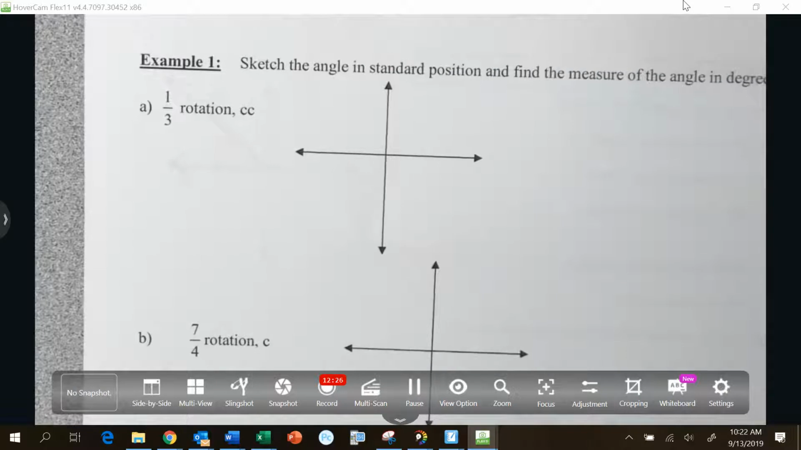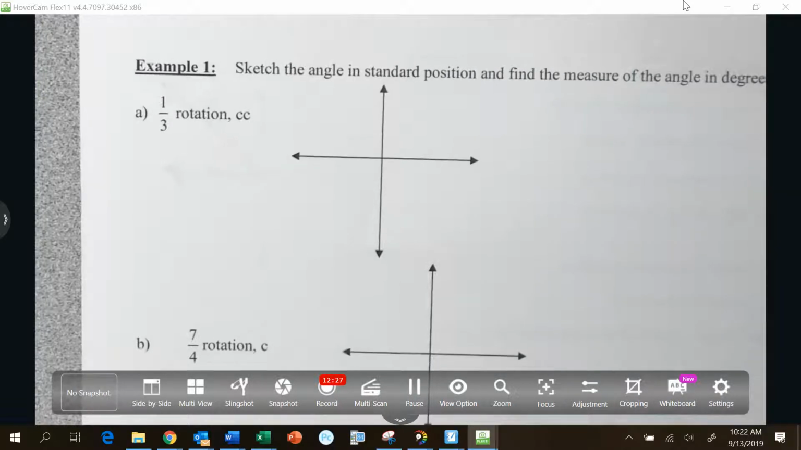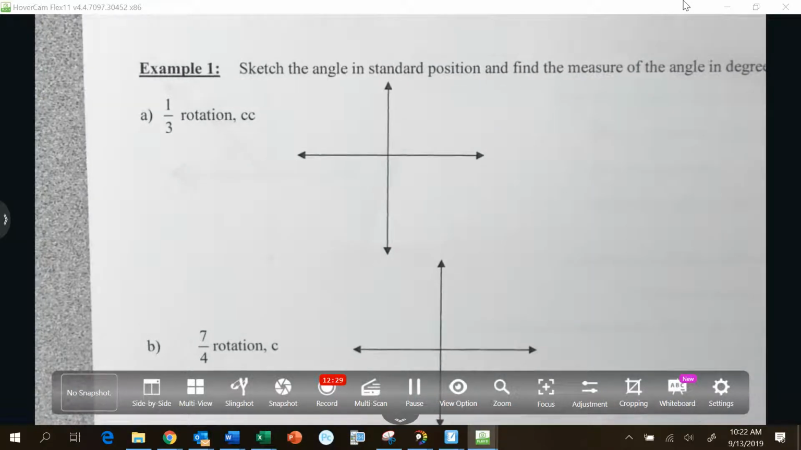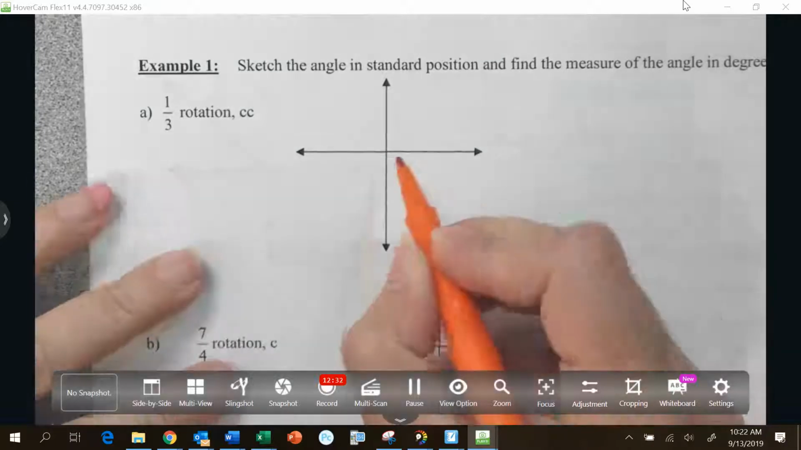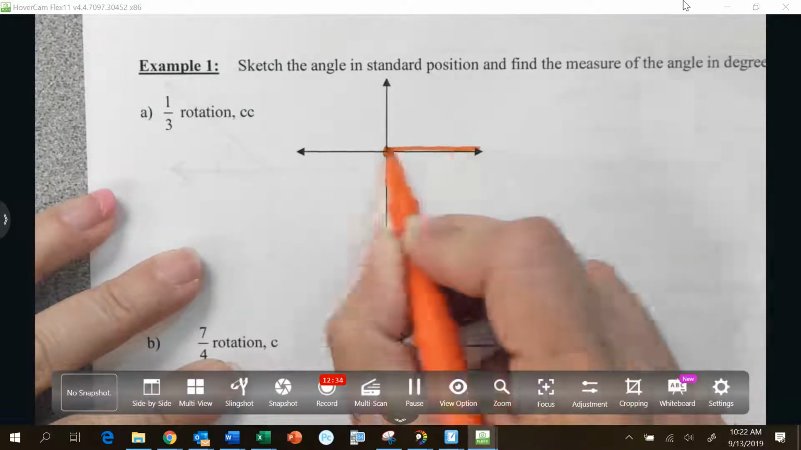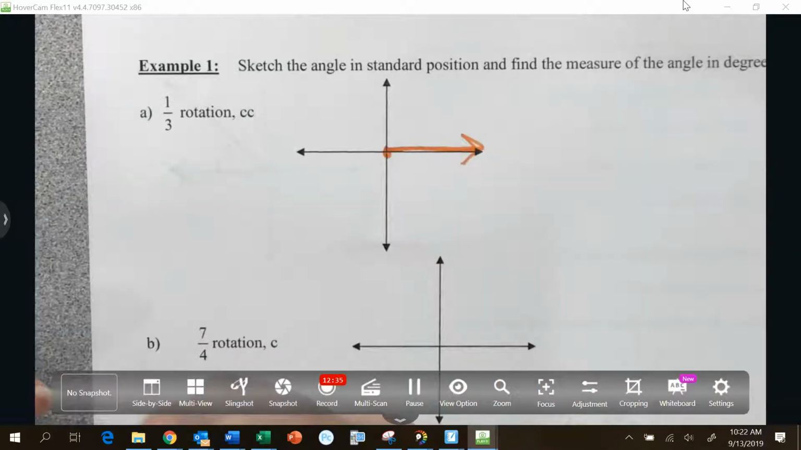Rotation, that's around the whole circle. That's not just pi. That's around the whole circle. So when we sketch it, what you have to have on your paper is you have to have an initial side. You need to have a terminal side.